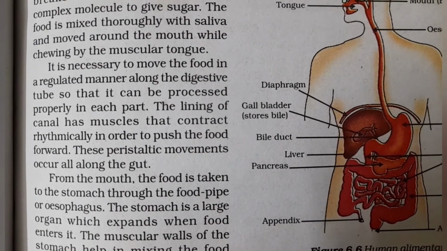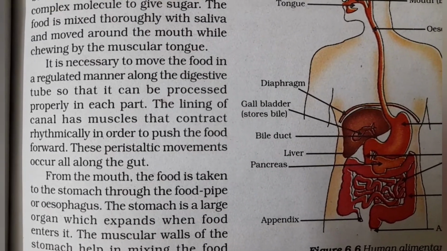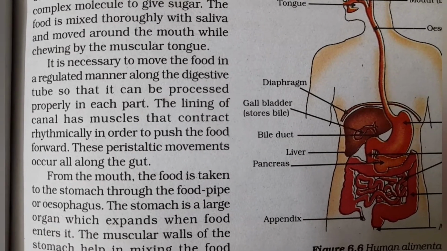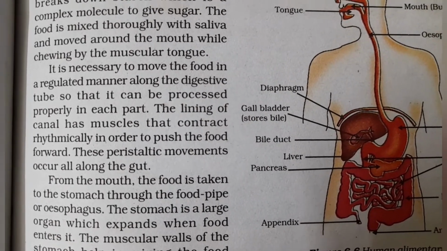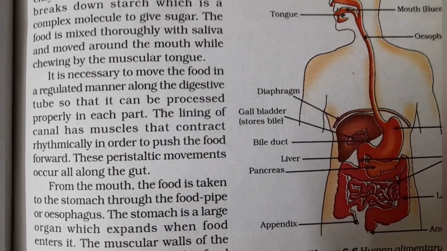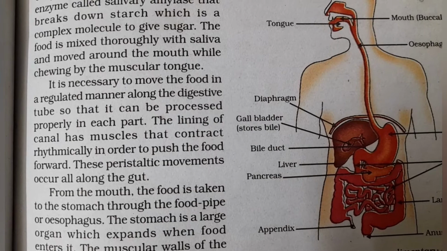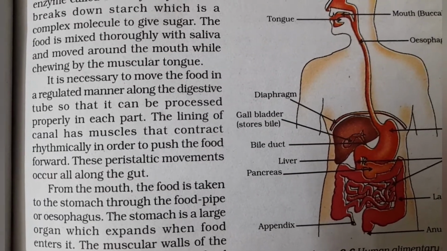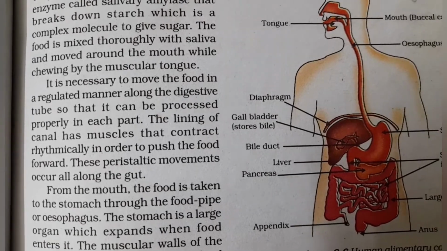It is necessary to move the food in a regulated manner along the digestive tube so it can be processed properly at each part. The lining of the canal has muscles that contract rhythmically in order to push the food forward. These peristaltic movements occur all along the gullet.